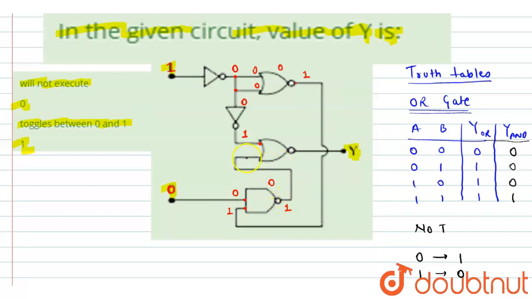Now this 1 is connected to the input of this OR gate, so this 1 will come here. For the OR gate, if both inputs are 1, we get an output of 1, so we get a 1 here. Because of this NOT gate, this 1 gets reversed and we get a 0. This 0 is connected directly to the output of the circuit, so we get an output of 0. From the given options A, B, C and D, the correct option would be B, 0.